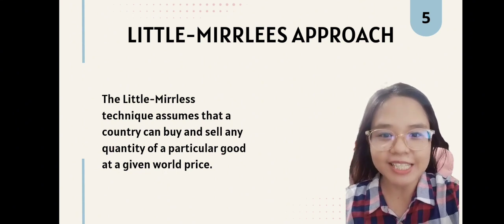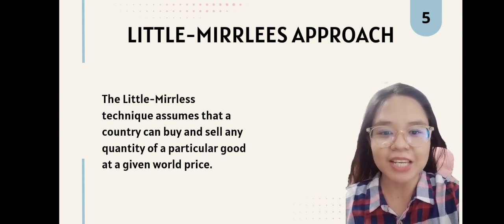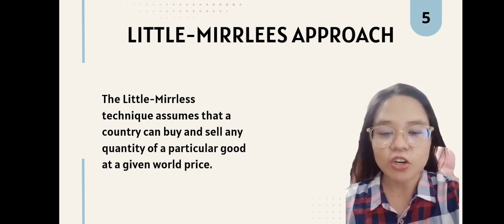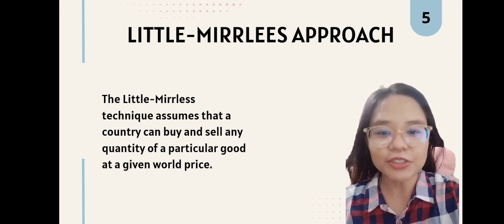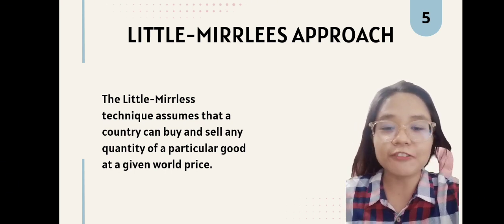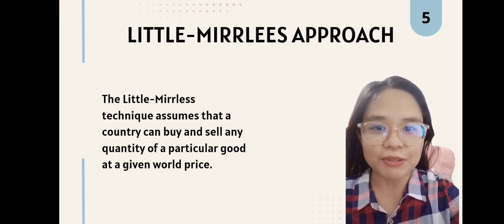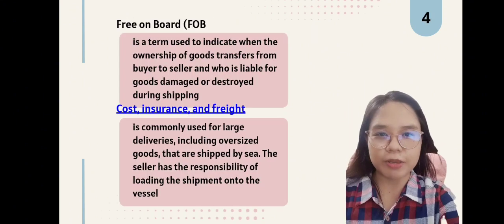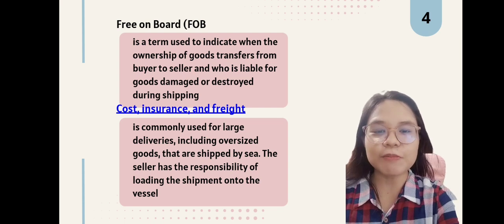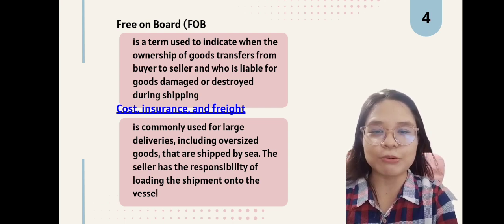The Little-Mirrlees technique assumes that a country can buy and sell any quantity of a particular good at a given world price. Hence, all traded inputs and outputs are valued at international prices: CIF for importables and FOB for exportables. FOB, or free on board, is a term used to indicate when the ownership of goods transfers from seller to buyer and who is liable for goods damaged or destroyed during shipping.